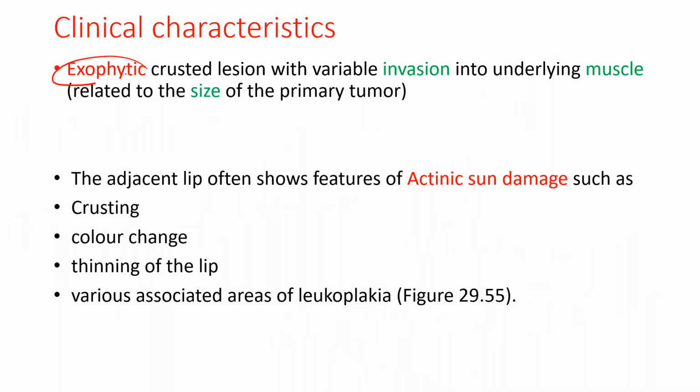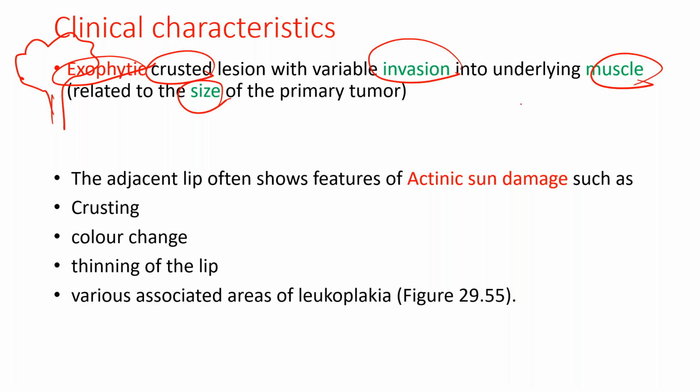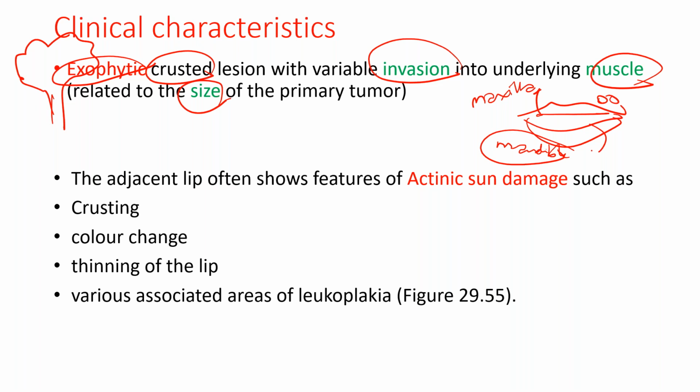So what are the clinical features? Exophytic, crusted lesions with variable invasion. Exophytic is like a tree-like thing. They may invade into the underlying muscle, that is orbicularis oris, as you know, and then it may go to the maxilla in the upper lip, and the mandible in the lower lip. Lower lip cancers are more common, and mandibular involvement is also more common than maxilla. So the lower lip is the most important thing.